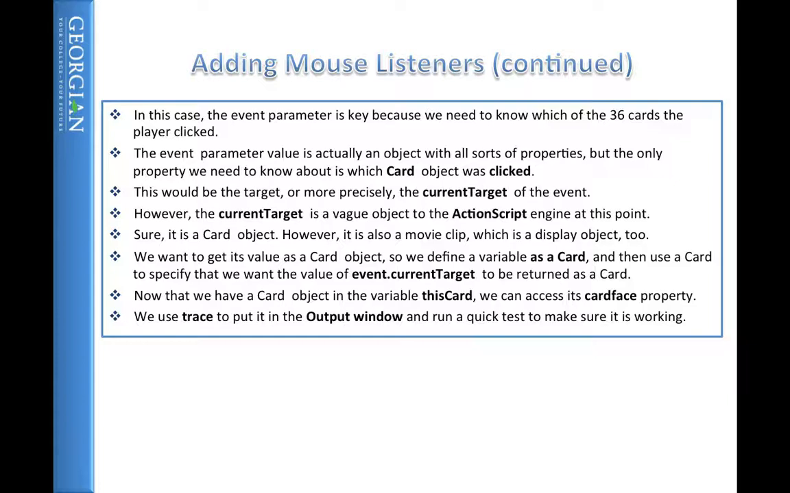So we want to know the current target because this enables us to use one single handler to click on many, many objects. I don't have to create a card handler for every object, where each individual object would have to have its own event listener. This way I've created an event listener for wherever I clicked.